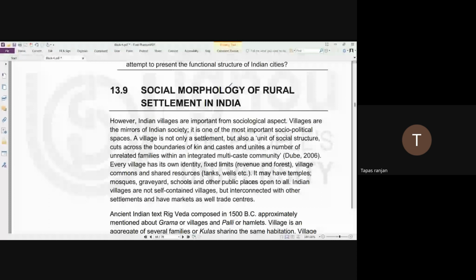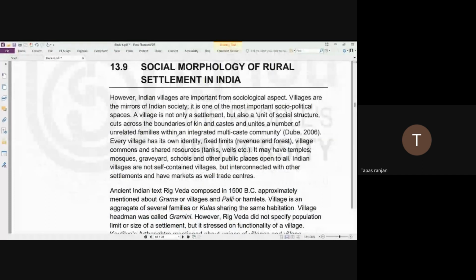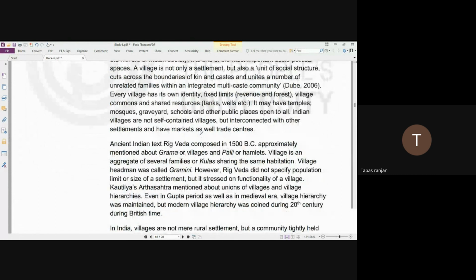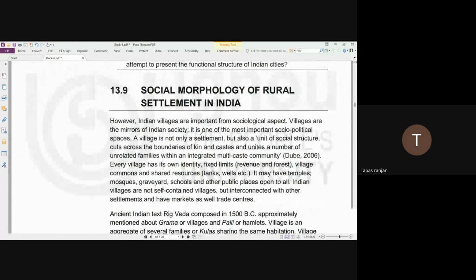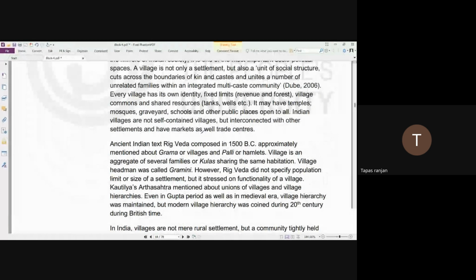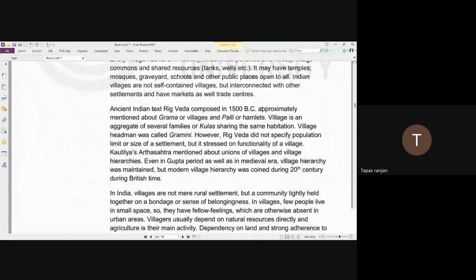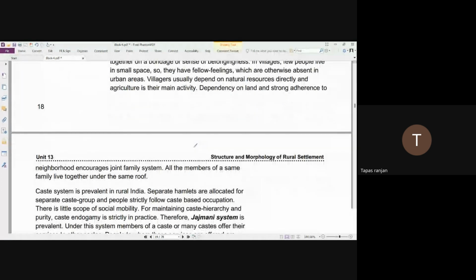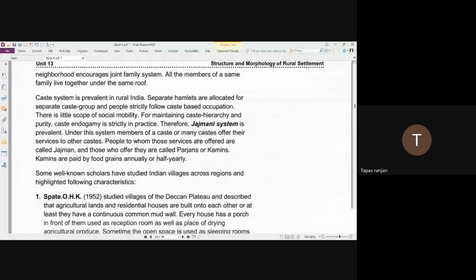So what is the social morphology of rural settlements in India? I think to understand the social morphology, you people are living in India, and you know it very well about the cultural landscape, about the social landscape of India, and different texts are also there that basically tell you about the social landscape and the social morphology. Okay, so what are the different caste systems which are present in India? What are the different types of functions they do perform?